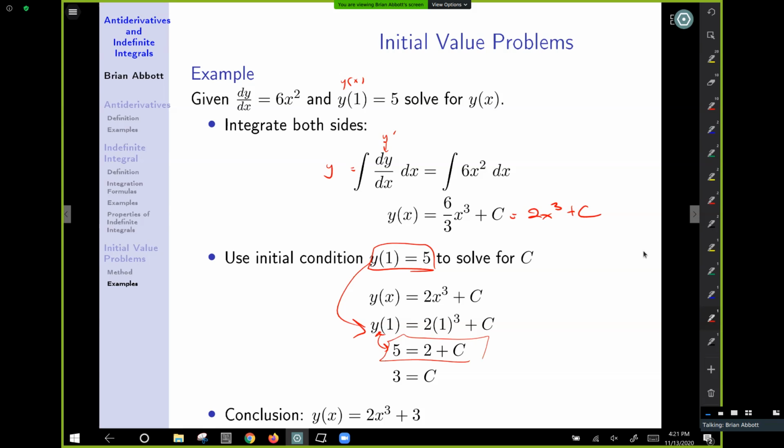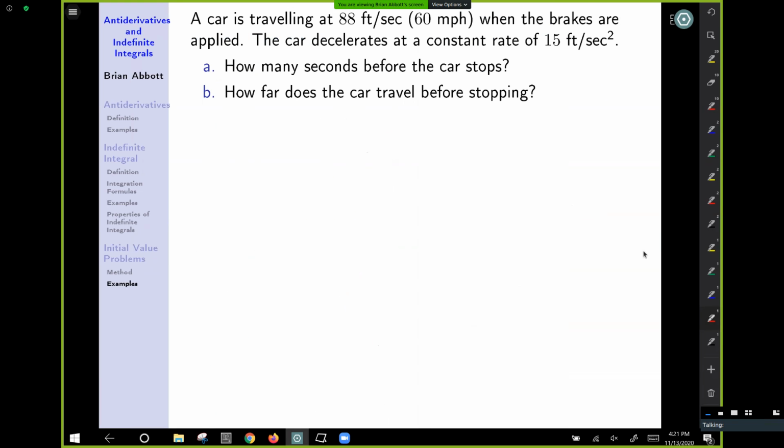Let's take a look at a more, well, let's call it what it is, a more wordy example. So we've got a car that's traveling at 88 miles an hour.